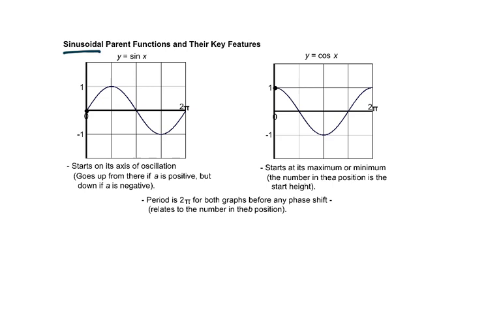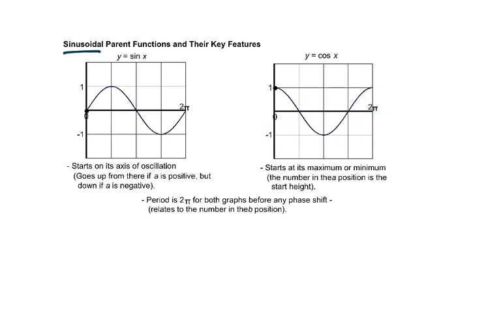Same thing happens here, it's just that the repetition would start at the top and go back down and up. And so again, one period is 2 pi for cosine, just like it is for sine. You'll also notice the maximum and the minimum are still one away from the x-axis.